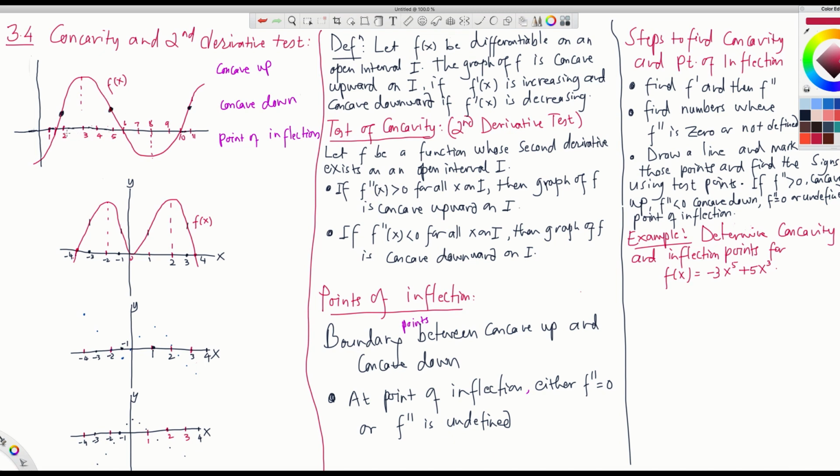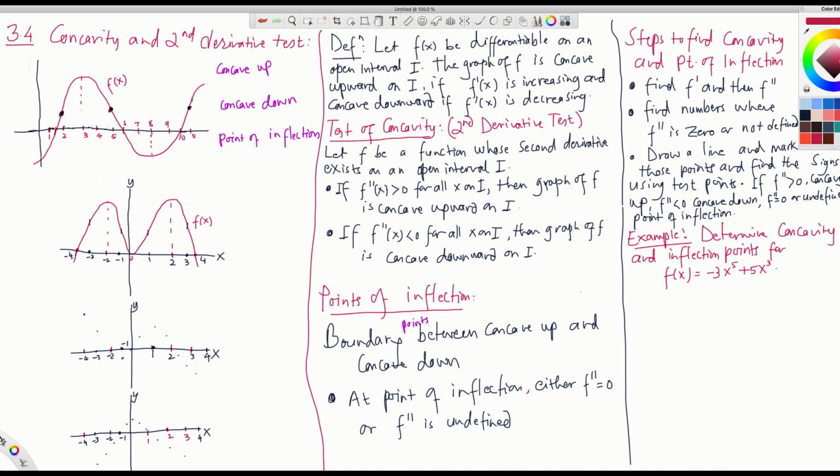You can see that it is concave down between 2 and 5, and after 5 it starts to go up, concave up. This shape is the concave up shape. So increasing and then decreasing gives you concave down, and decreasing and then increasing gives you concave up.